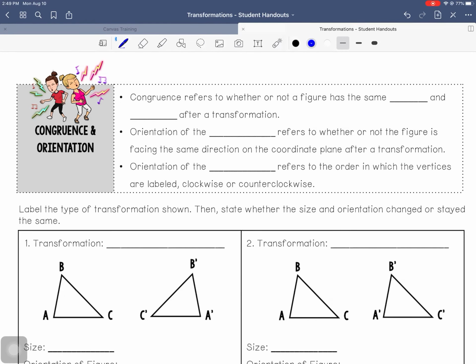And we're going to continue our lesson on the basics of transformations. We're now talking about congruence and orientation. Congruence, that is a vocabulary word that you are going to need to remember, okay? So congruence refers to whether or not a figure has the same size and shape after a transformation.